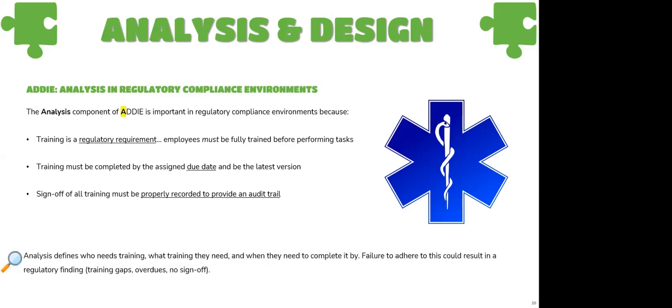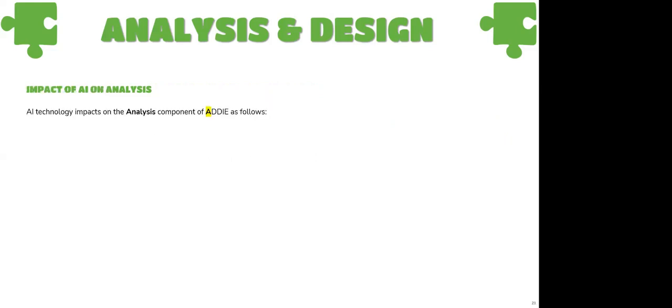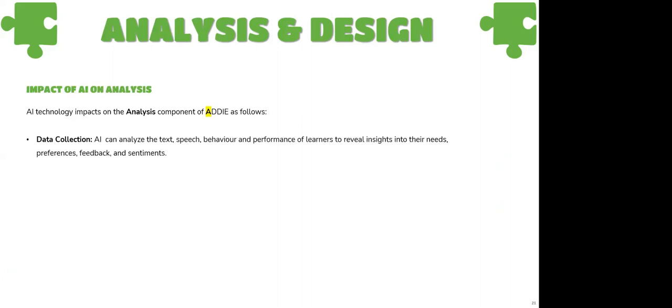So analysis is actually a very important component of ADDIE in compliance environments also. Failure to adhere to it can, as I said, lead to training gaps, overdues or sign-offs issues being discovered, and that can be a real issue if you work in compliance. So how can AI impact analysis, having spoken about what we need to do?